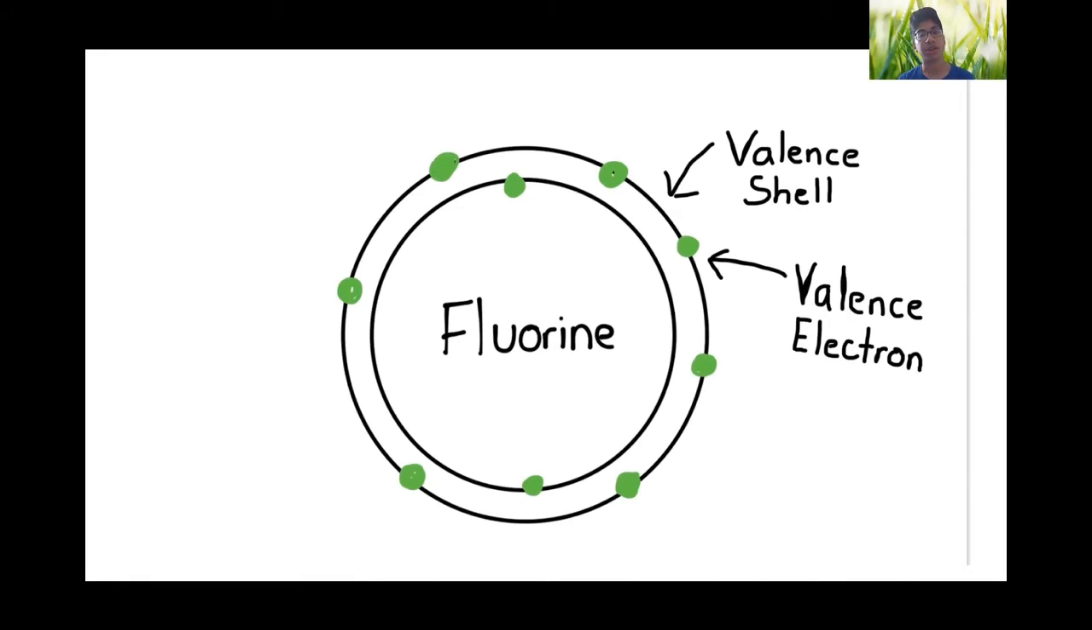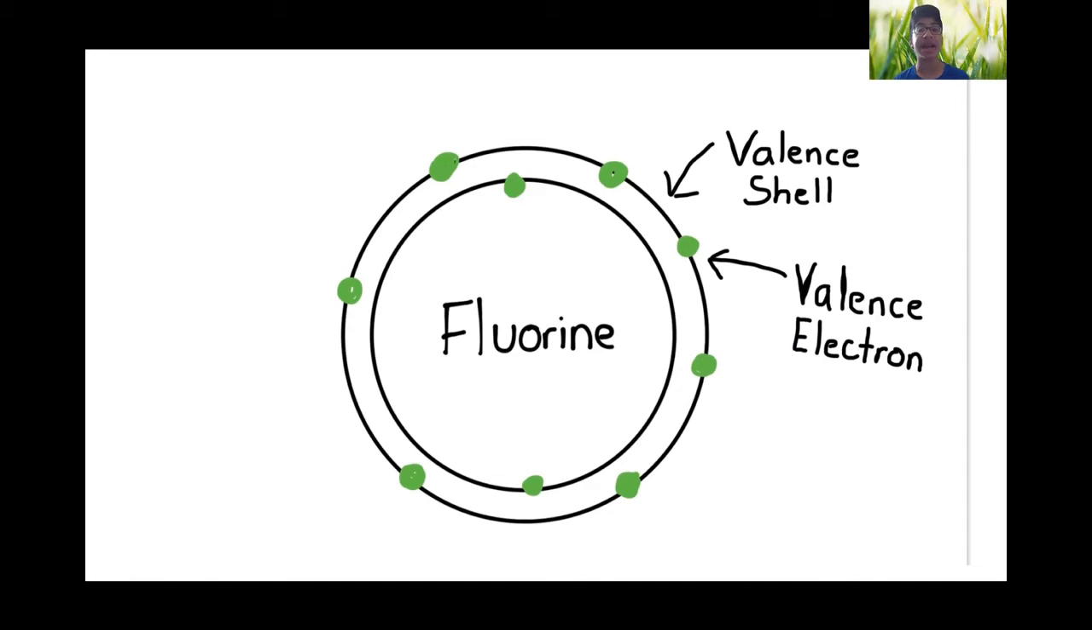The outermost electron shell is called the valence shell of an atom, and the electrons that are contained in this valence electron shell are called valence electrons. So let's look at fluorine, for example. Fluorine has two electron shells. Therefore, its outermost electron shell is its second electron shell, and therefore, its second electron shell is its valence shell.